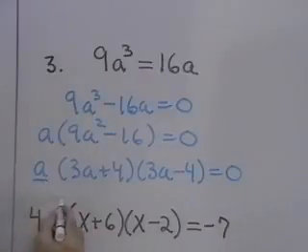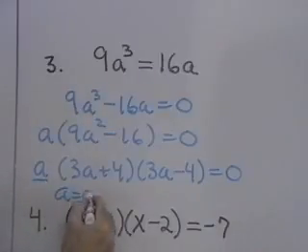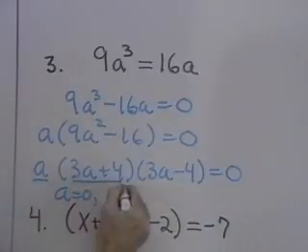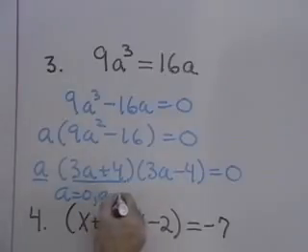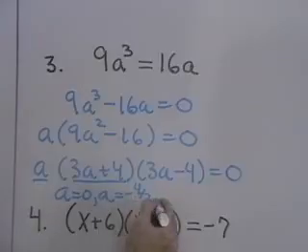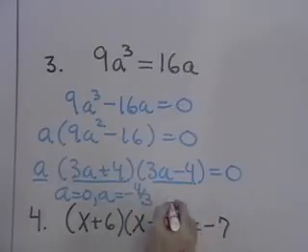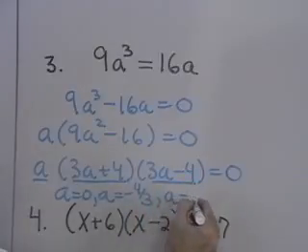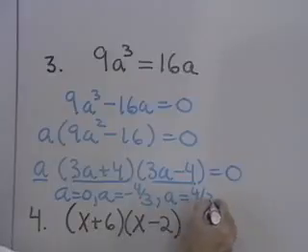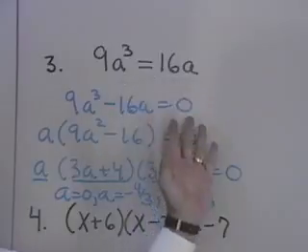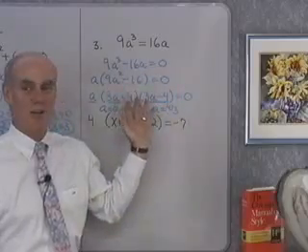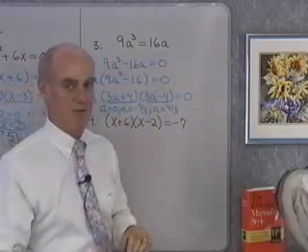If I set this factor equal to 0, I get one solution of a equals 0. If I set this factor equal to 0, I get a equal negative 4/3. And if I set this factor equal to 0, I get a third solution, a is equal to positive 4/3. So three solutions to this equation, and I find them by putting the equation in standard form, factoring the left side, and then setting each of the factors equal to 0.